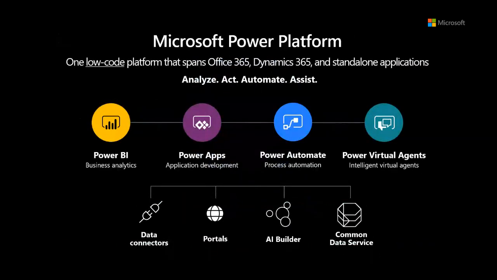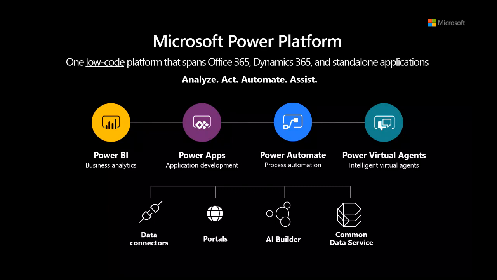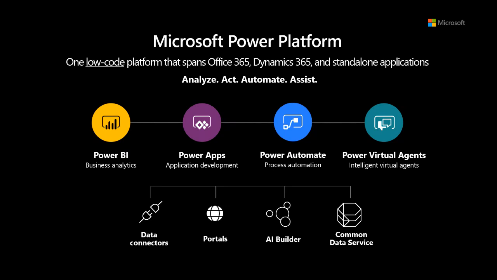Now, if we focus in on the Power Platform, we really see 4 key products that make up this platform. And we'll dive a little deeper into them a little bit later, but we like to think of them as analyze, act, automate, and assist. If you want to analyze your data and create insights out of that, you use Power BI to build your visuals. If you want to act on your data and build applications that allow you to do whatever your business requirements need, you can act on them using Power Apps.